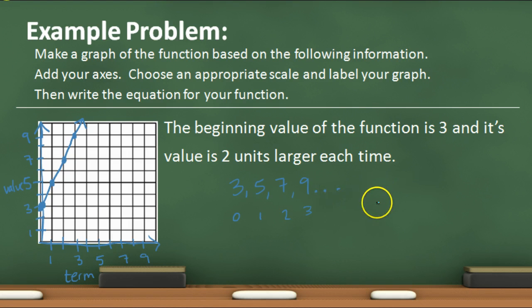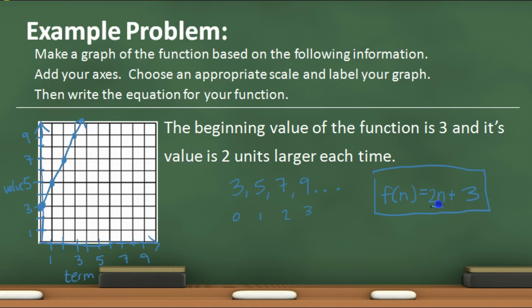Okay, so again, we need to create that equation. So function name f of n, the 0th term, so the y-intercept is 3, and we are going up by 2 for each one. And again, you could have used x or t, it all depends on what you want to use for your variables here.